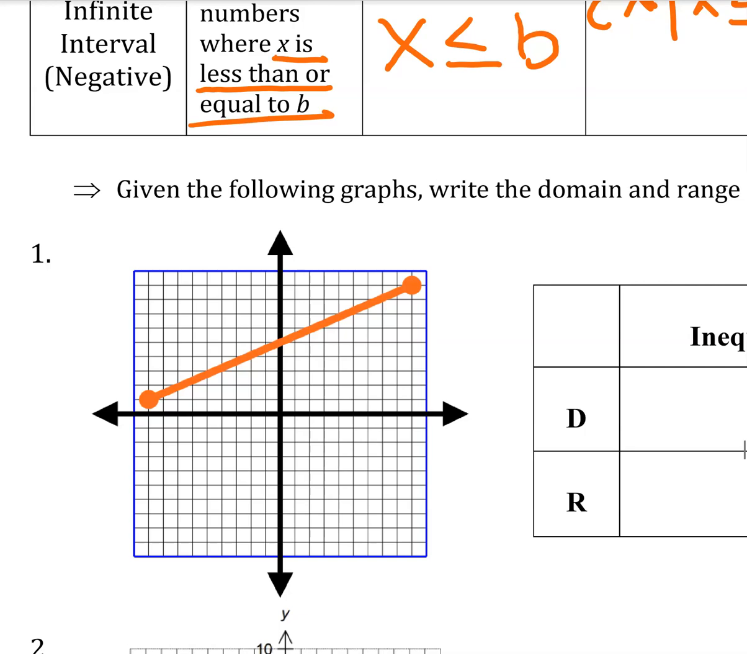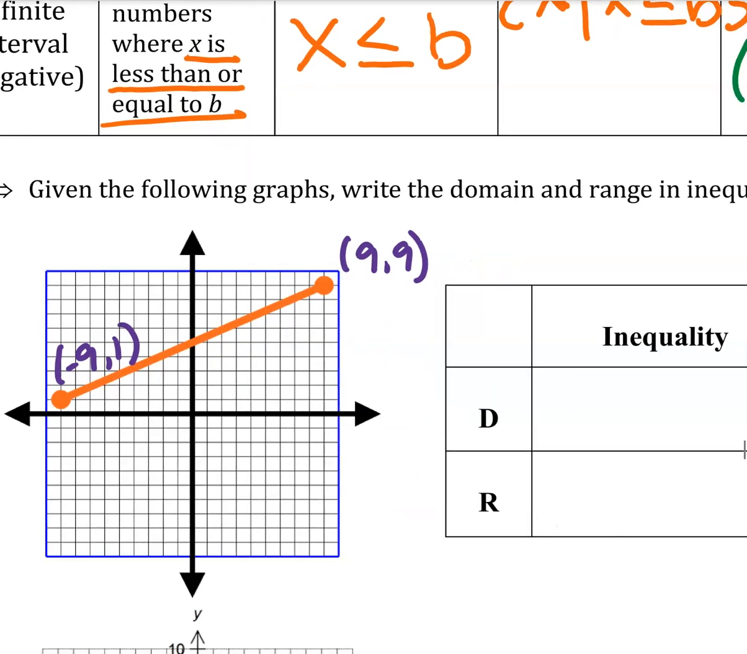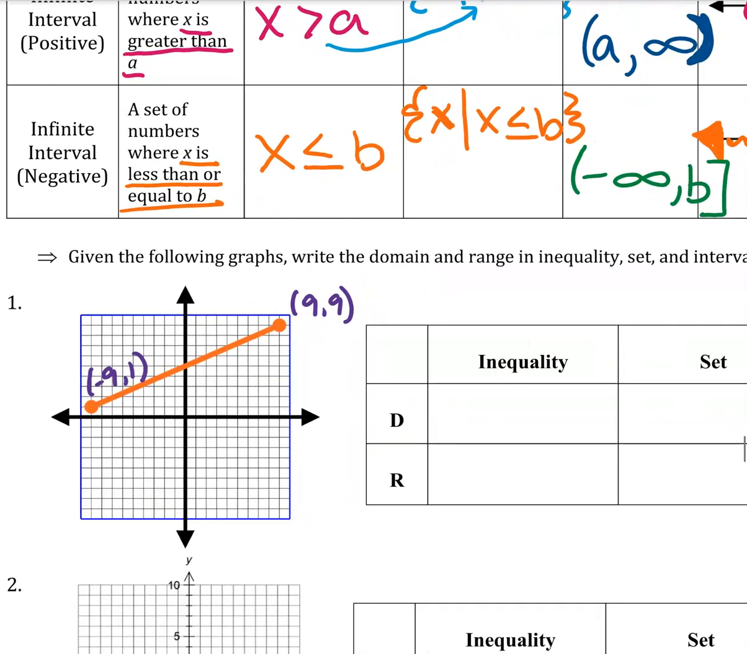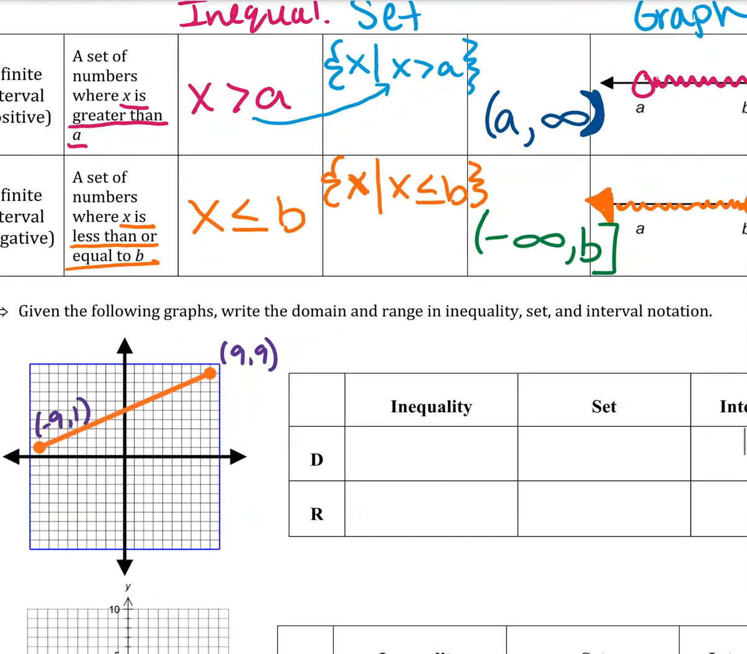So let's see. We start at -9, 1. And then this point right here is at 9, 9. Because then I have my start and my finish, and that's going to be really easy. Now you can start with any of these, okay? Because we're doing the domain and the range in inequality, set, and interval. Remember, the domain is the x and the range is the y.